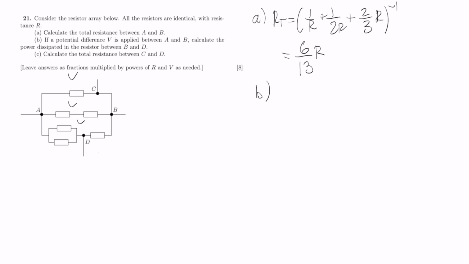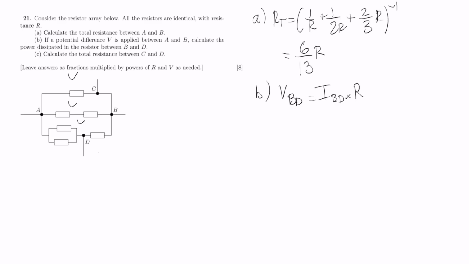So the potential difference VBD will be given by the current that flows through this branch, we can call that IBD, multiplied by the resistance R. The question is, how much of a potential difference is actually going to flow?